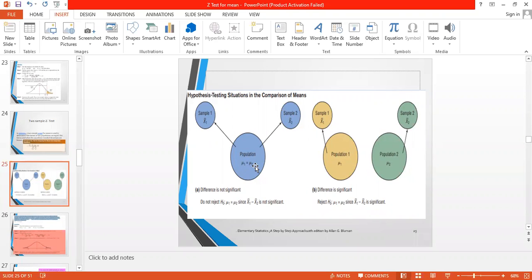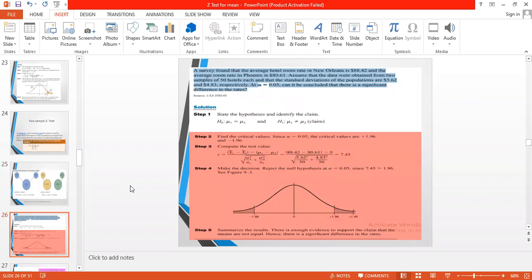When our results are equal, the difference is not significant. And when the difference is not significant, we cannot reject our null hypothesis. And if the difference between the two populations is significant, then we reject our null hypothesis. This is the example of a two sample z-test for independent populations.